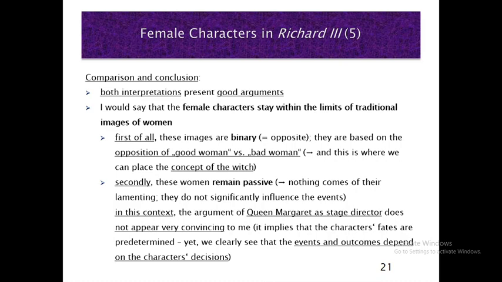The argument that Queen Margaret is some kind of stage director, this argument does not really convince me, because there might be several reasons why it's not so convincing. I think one of the most important ones is that the characters' fates are predetermined. This is what stage director means. But when we have a look at the play, we see that the events and outcomes depend on the characters' decisions. If they had decided differently, the outcomes would have been different. So the fates are not predetermined.